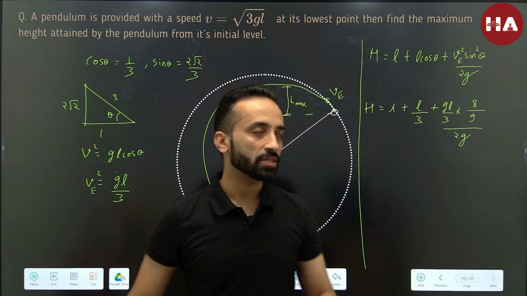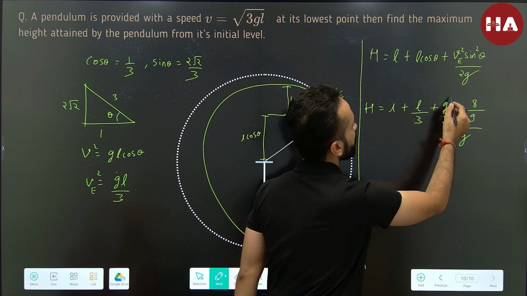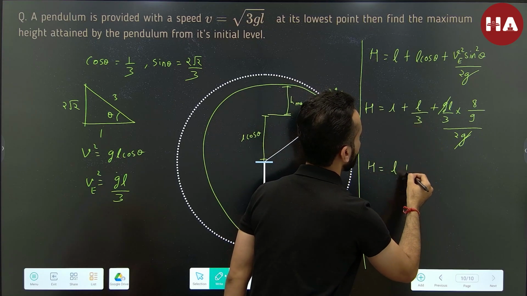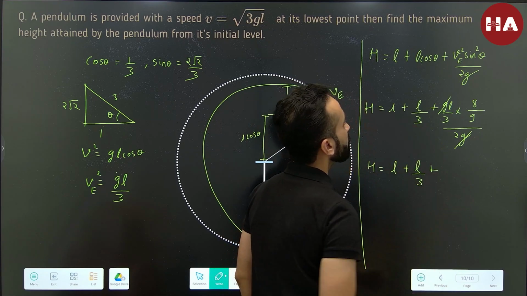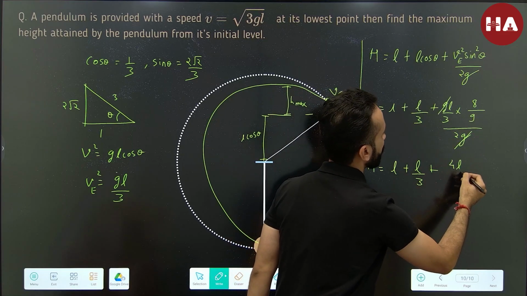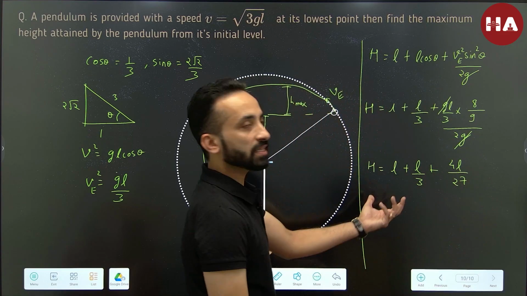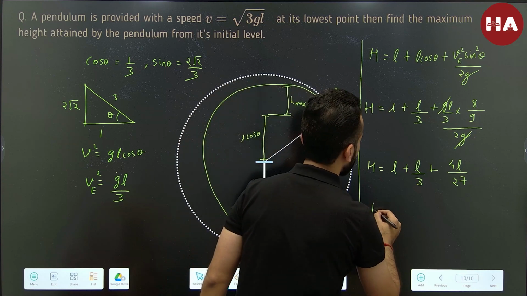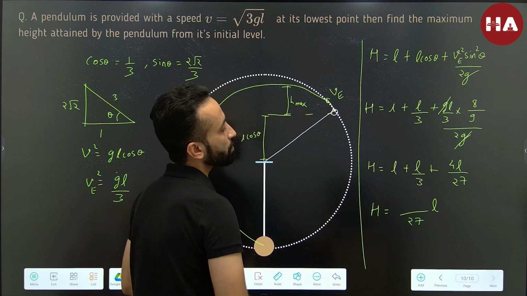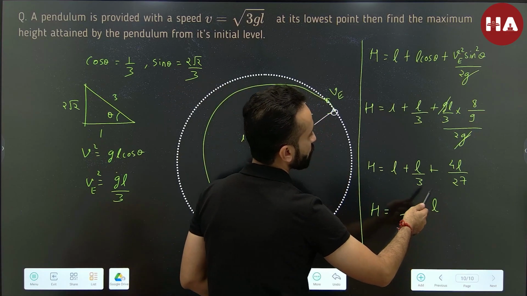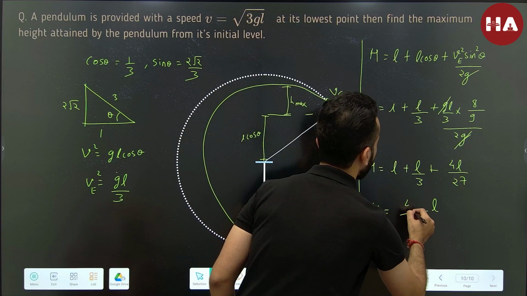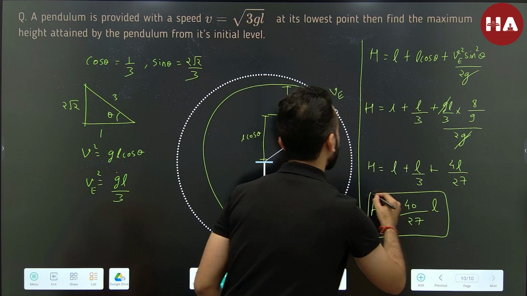So I've done the calculation for you. This g and g will cancel out, and H is equal to L plus L by 3 plus this is going to be 4, so 4L by 27. If we take the LCM, the value of H will turn out to be 27L, and how much is this? 27 plus 9, 36, 36 plus 4, 40. All right. So this is the maximum height.